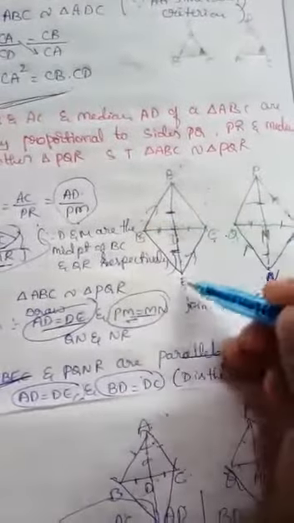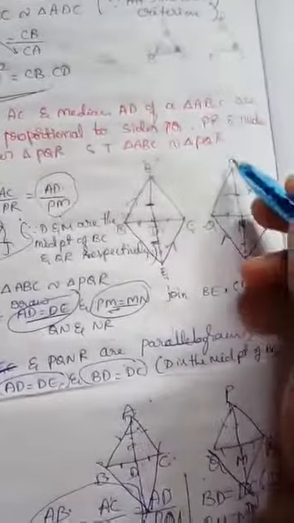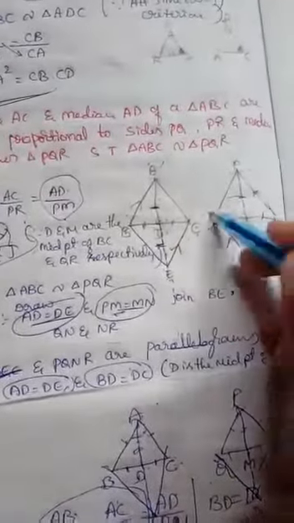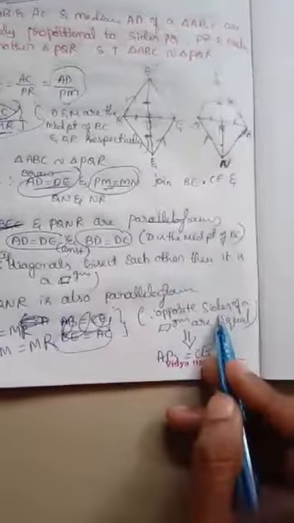Therefore, AB is equal to CE, BE is equal to AC. And PQ is equal to NR, QN is equal to PR. Therefore, these two are parallelograms. Therefore, opposite sides are equal.